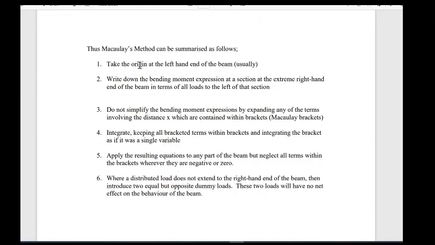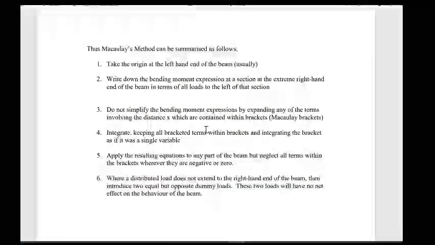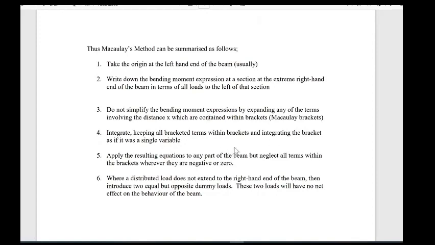So we'll start at the left-hand end of the beam, we'll go to the right, we'll pass all of the loads, we'll write down the most complicated moment equation, we'll then integrate it using Macaulay's method and then apply it just like we did with the direct integration method, by looking at the boundary conditions and working out the constants of integration, and therefore working out the slope and the deflection on the beam. While we're doing that, if there are any 0 or negative Macaulay's terms, we're just going to ignore them. So let's have a go at using Macaulay's method.